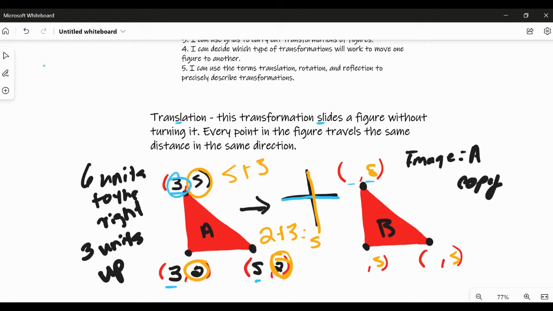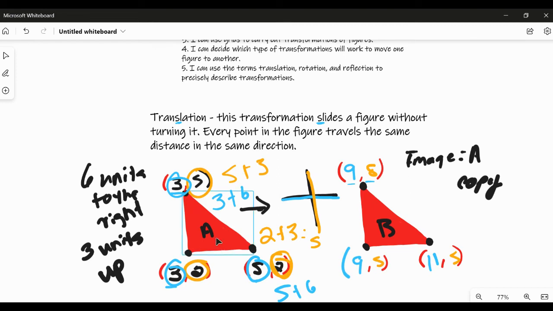So our first point is 3. Let's say we have 3 plus 6. Our new point here is going to be at the x value of 9. All right. Have the same x value here. So that's going to be 9 as well. Here we get a bit different. 5 plus 6 is now going to be 11. You guys just completed your first translation. All right.